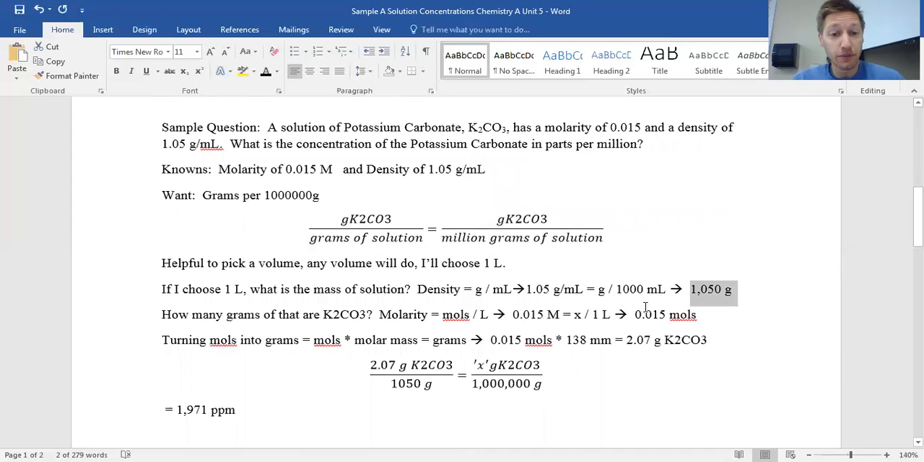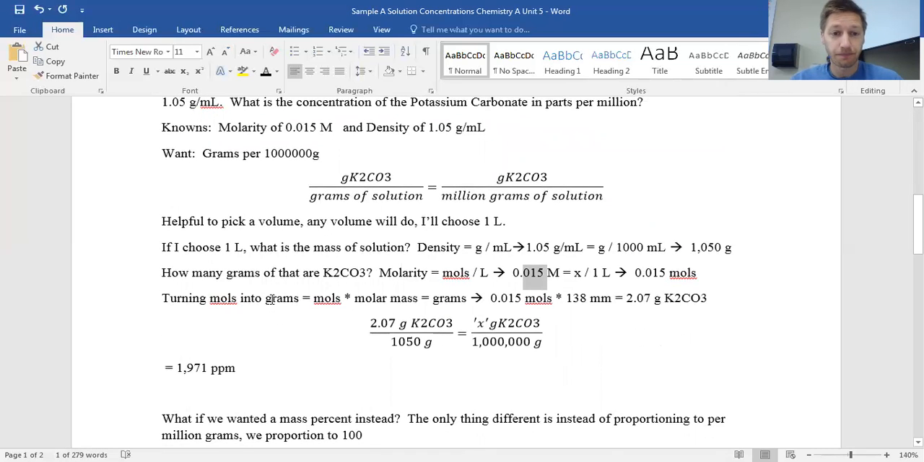Then we can find how many grams of K2CO3 we have, because now we have a volume. And if we have a volume and a molarity, we can find moles. So our molarity given to us is 0.015. We chose a volume of 1. And since we chose a volume of 1, the molarity is the moles. So if we had a 1 liter solution with this molarity, that's also the moles. Now we can turn that moles into grams. Grams just equals moles times molar mass.